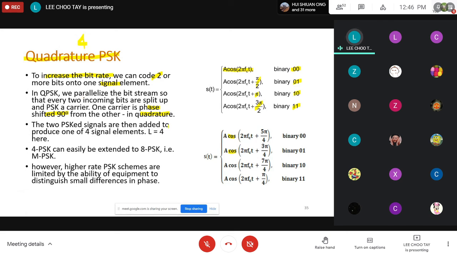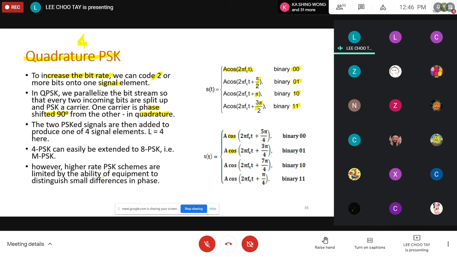Then in a similar manner, if we use a smaller phase angle in between, that will allow us to increase to more levels. So if we increase to 8 levels, then the binary information that each carrier can carry will be 3 bits. And that will increase our bit rate to 3 times.